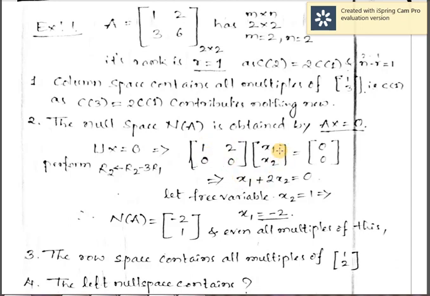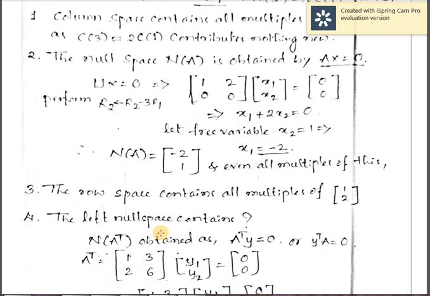So x1 is a pivot variable, x2 is a free variable. When I take x2 as 1, then I'll get x1 as minus 2. So the null space of the given A is minus 2, 1. And all the multiples of this minus 2, 1 are also in it. I mean, if it is multiplied by 2, then we get minus 4, 2. So likewise, all those will be in the null space.